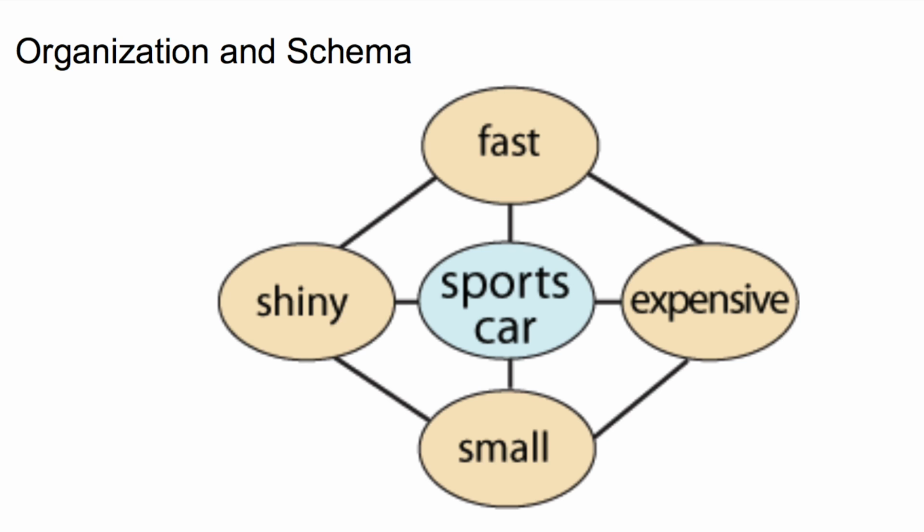This is an example of a schema that a child may have about sports cars. Over time, they will learn and observe new things about the category of sports cars and fit them into this category.